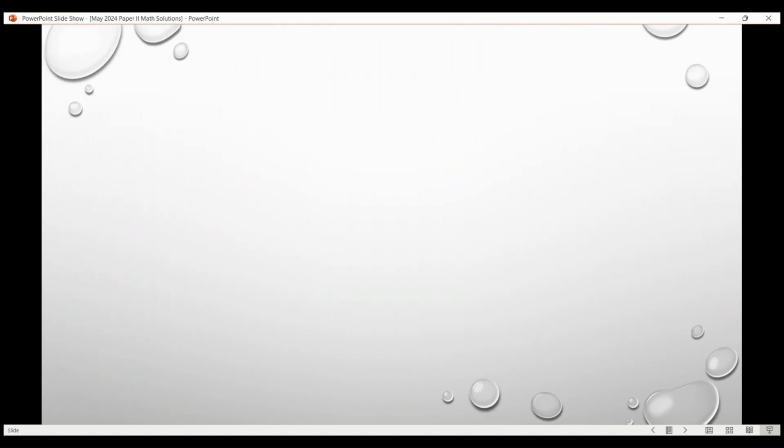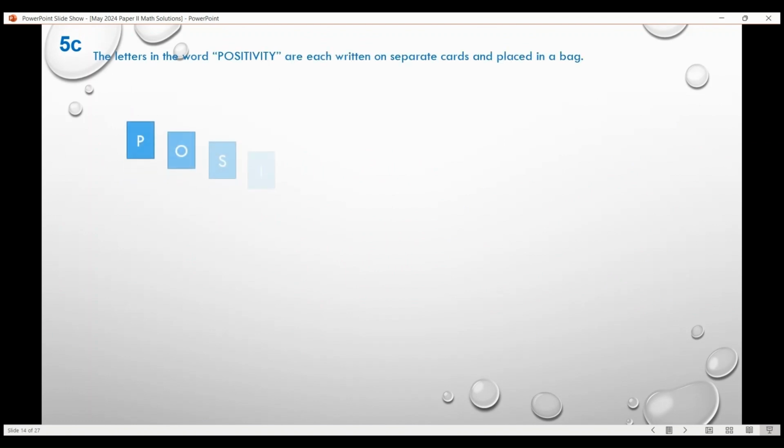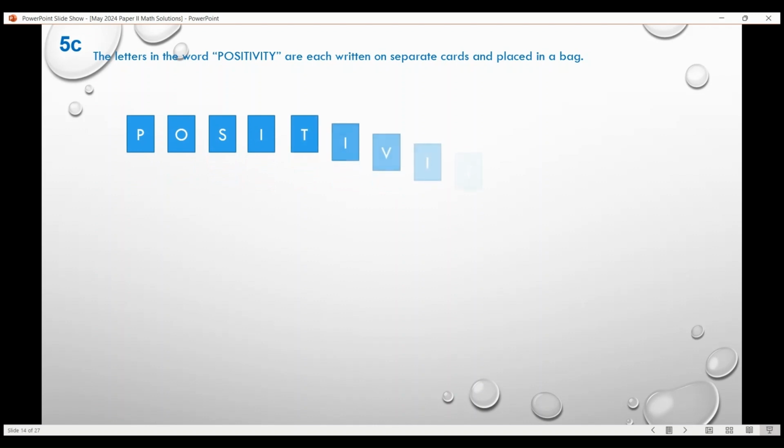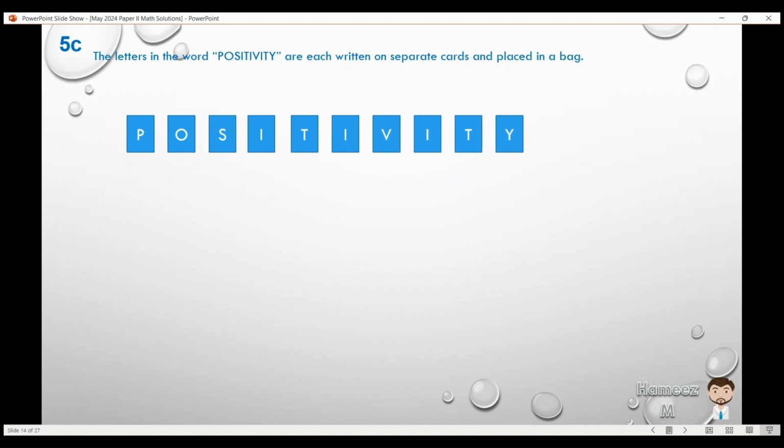Let's now move on. As we come to number 5, part C, the letters in the word positivity are each written on separate cards and placed in a bag. So we have all 10 letters there. Dacia picks 2 of these cards at random with replacement, meaning that if she picked the letter P and took it out, then we will replace it by another P.